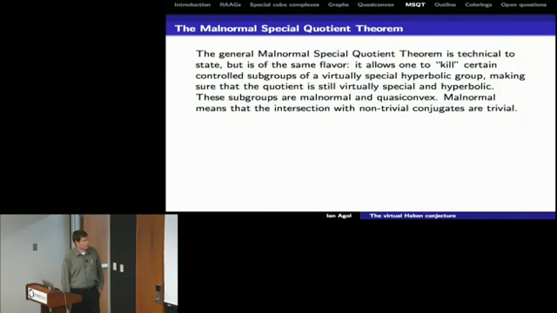The general malnormal special quotient theorem I'm not going to state, but to summarize, it allows one to kill certain controlled subgroups of virtually special hyperbolic groups and make sure that the quotient is still virtually special and hyperbolic. These subgroups have to be malnormal and quasi-convex. If I take a cyclic subgroup of a hyperbolic group, it's always quasi-convex and malnormal, so it automatically satisfies these conditions. But in general, I have to give these extra conditions. Malnormal means that it's as far from normal as possible: the intersection with any non-trivial conjugate is trivial.